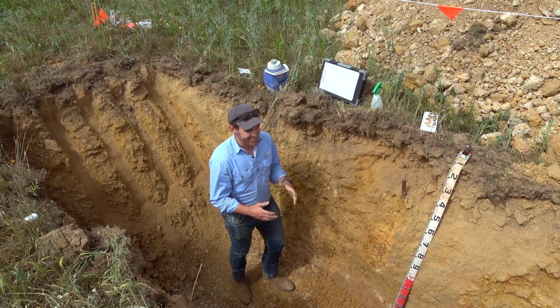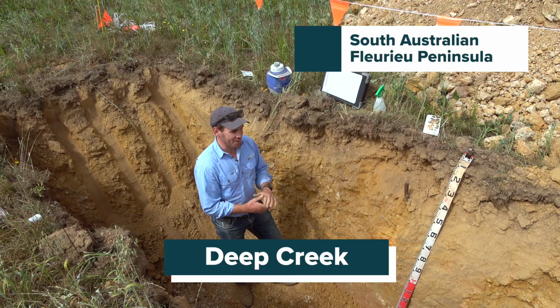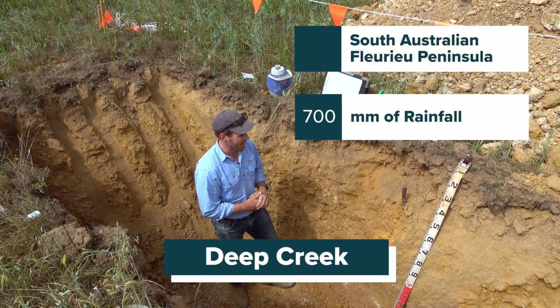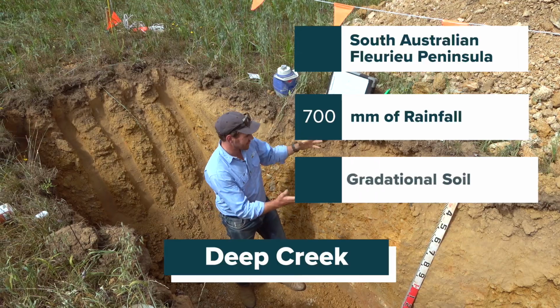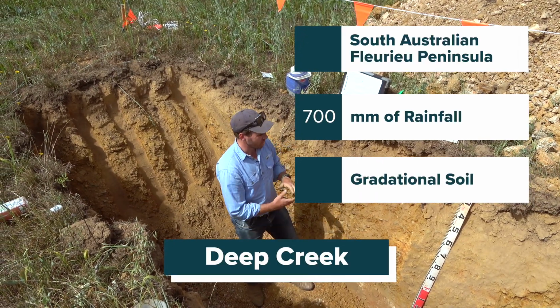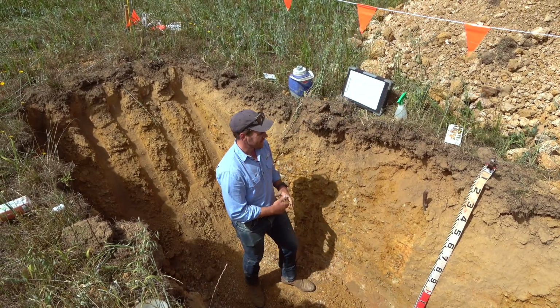So today we're down in the Deep Creek region of the Southern Fleurieu Peninsula. We've got the opportunity to be in a soil pit here. We're in a 700 mil rainfall area. And with that, in this pit that we've got, we're really looking at more of a gradational soil type with a bit of structure in it. So we're looking at more of a Dermosol soil type in this region.